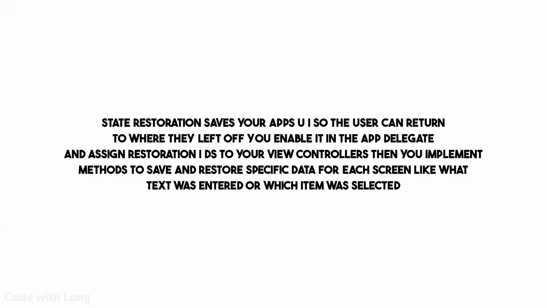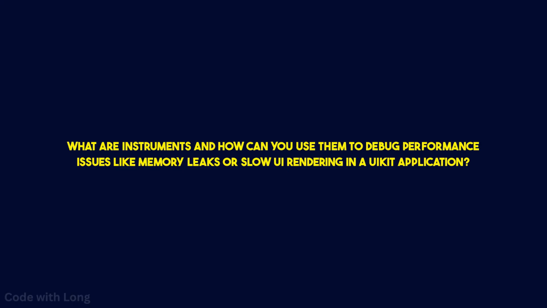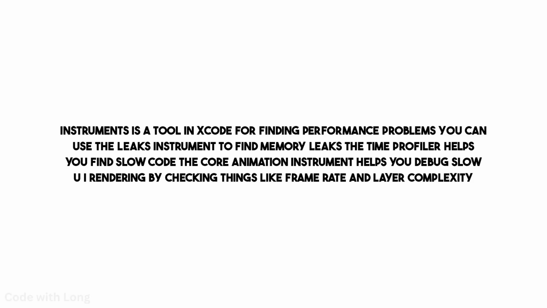item was selected. What are Instruments and how can you use them to debug performance issues like memory leaks or slow UI rendering in a UIKit application? Instruments is a tool in Xcode for finding performance problems. You can use the Leaks instrument to find memory leaks. The Time Profiler helps you find slow code. The Core Animation instrument helps you debug slow UI rendering by checking things like frame rate and layer complexity.